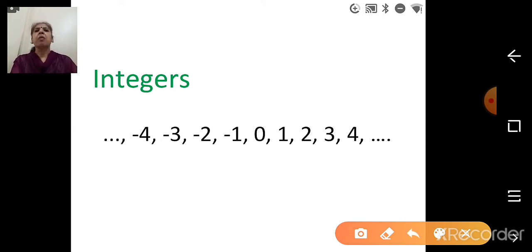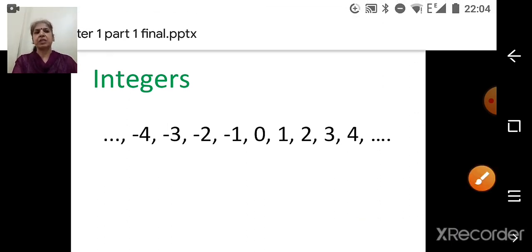Integers are positive numbers, that is, the natural numbers 1, 2, 3, 4 and go on, 0, and negative integers, that is negative numbers: minus 1, minus 2, minus 3, minus 4, and go on. So this is the set of integers. We are familiar with these terms.